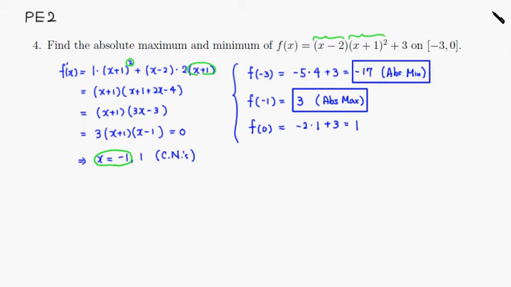So if you're looking for a maximum and minimum over a closed interval, you just have to look for critical numbers and endpoints, and whichever gives you the largest value is the absolute maximum. Whichever gives you the smallest value will be the absolute minimum. That's it. I hope that this was clear.